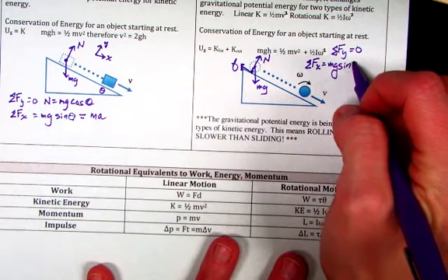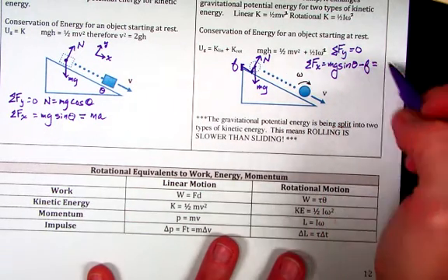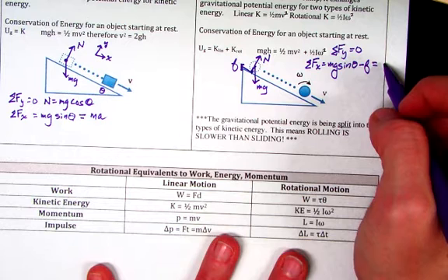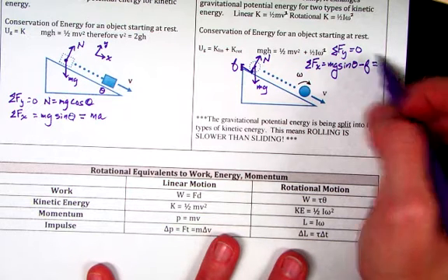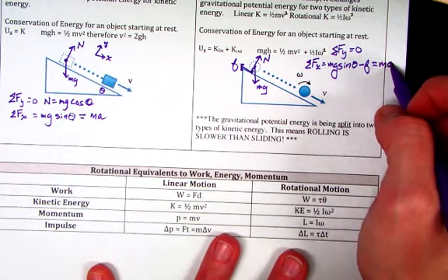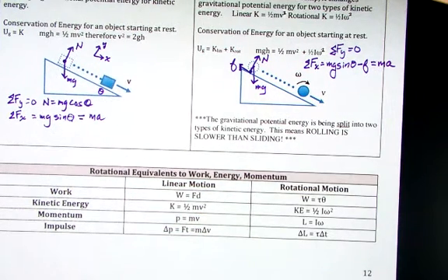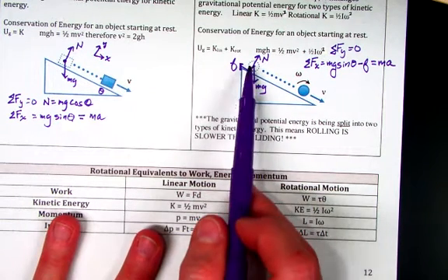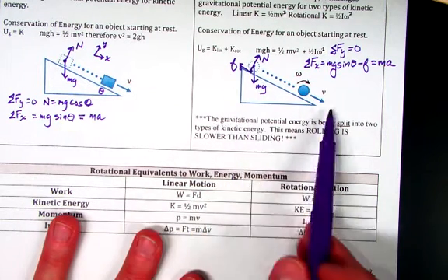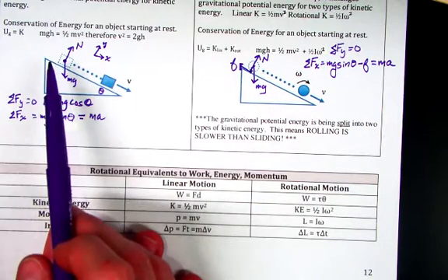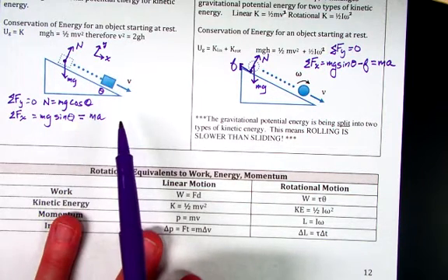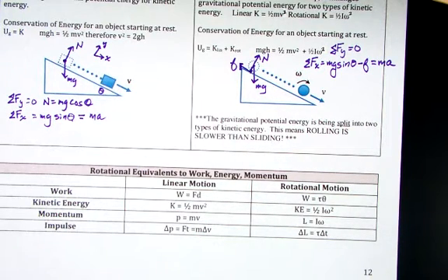Mg sine theta minus friction equals, because it's net force and not equal to 0, mass times acceleration. So the forces are really about this motion where the ball, or the block, is coming down the ramp. Okay, so let's look at our energy equations.